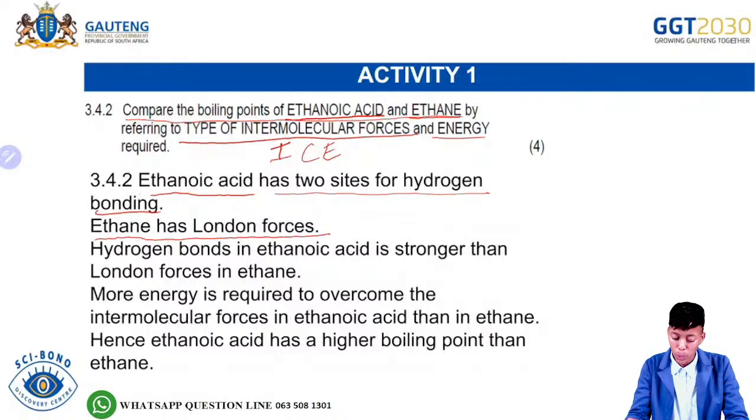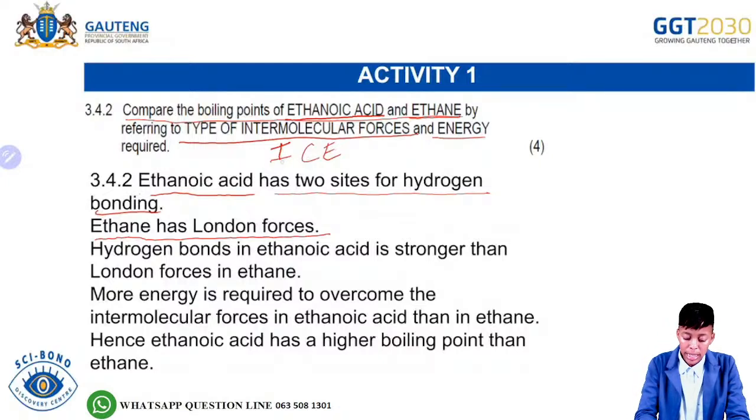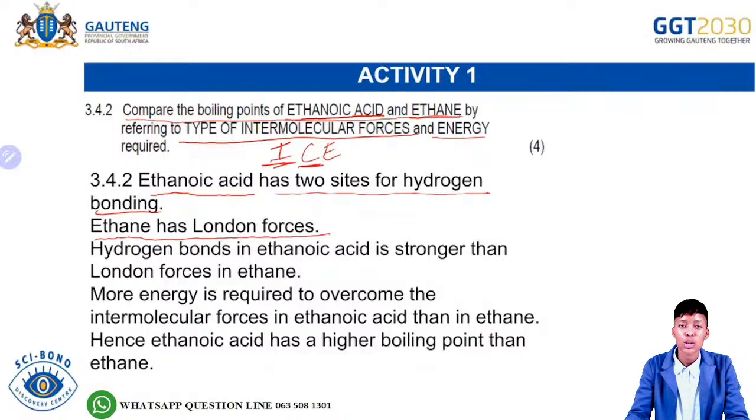So we start by stating what we know. What is it that we know? We know that ethanoic acid belongs under hydrogen bonding, but it has two sites for hydrogen bonding. And then we know that ethane has London forces. Then after stating what we know, we are going to compare. So it says here hydrogen bonds in ethanoic acid are stronger than the London forces in ethane. So we are comparing now.